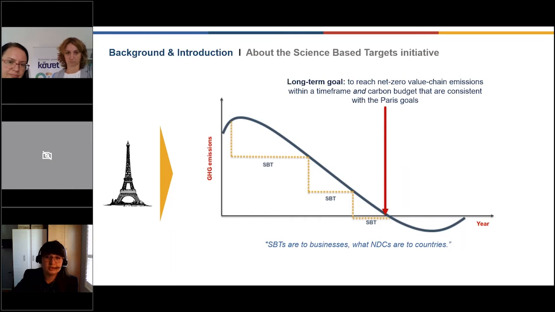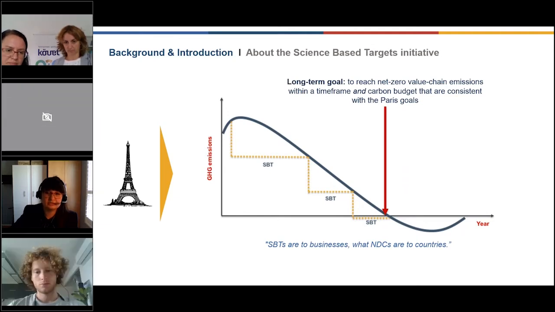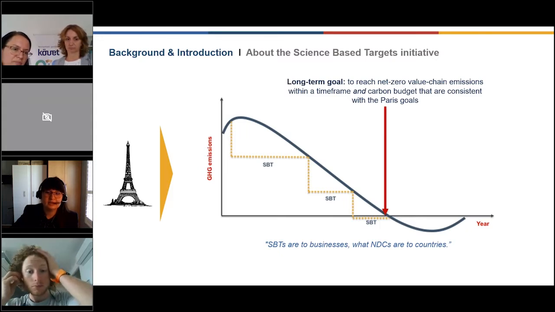So all in all, we're looking to position science-based targets to what NDCs are for countries. So to understand on this reduction trajectory, these midterm science-based targets goals will take a company to reach net zero value chain emissions within a time frame and carbon budget that are consistent with the Paris goals.